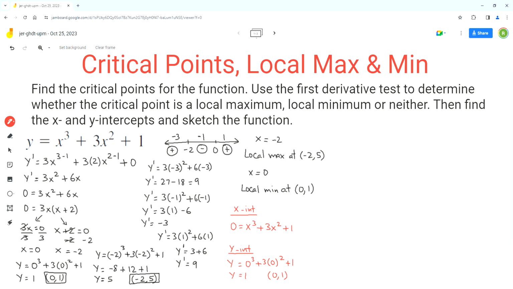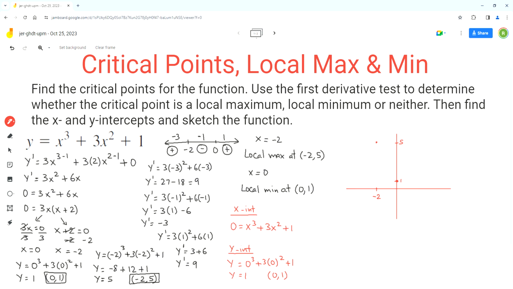So now we can use all of this information to sketch the function. So we'll start by plotting the local max and local minimum. So let's assume this is -2. So the local max is at -2. So let's assume this is 5. So -2, 5. So this is one point. And then the local min is at 0, 1. So let's assume this is 1. So this is the local minimum, because 0, 1 will be on the y-axis.